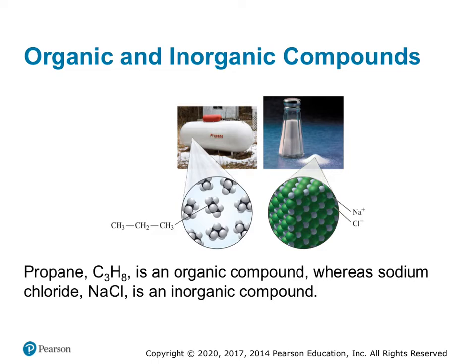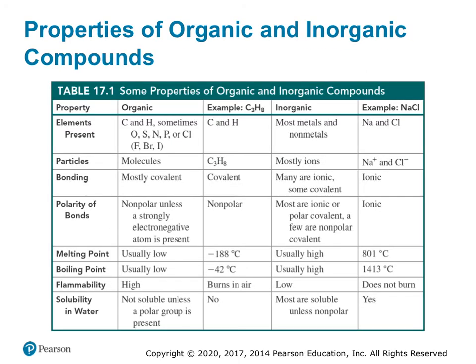Here we have two compounds. We have propane and sodium chloride. Propane is organic. It's composed of molecules. You can see the individual propane molecules here. And then sodium chloride is an inorganic ionic compound composed of many ions in a repeating crystalline pattern. So comparing these two compounds, here we have the propane and the sodium chloride.